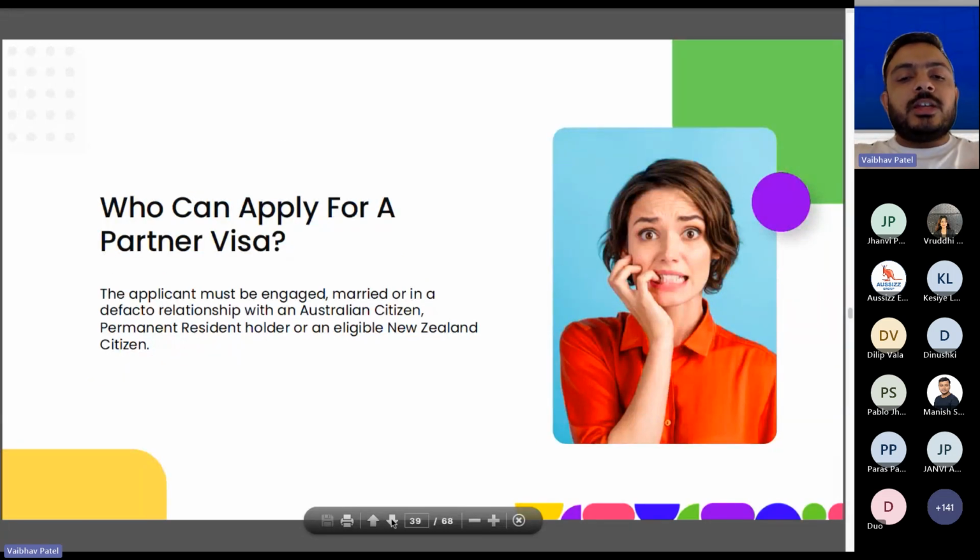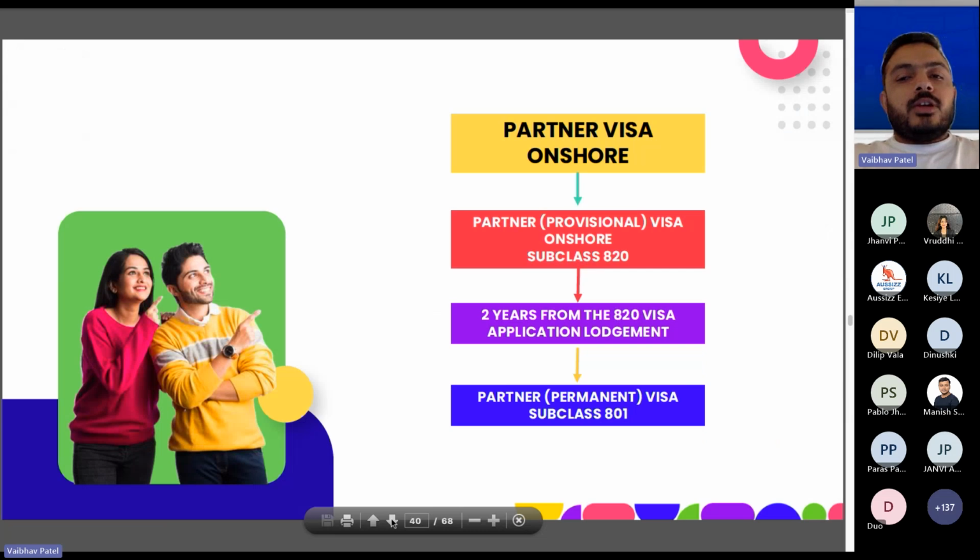The partner visa is a part of the family sponsorship visa. So if you have an Australian citizen or a permanent resident partner, or an eligible New Zealand citizen, and either you're married to them or in a de facto relationship, you can apply for a partner visa. Now, the partner visa has 2 options.